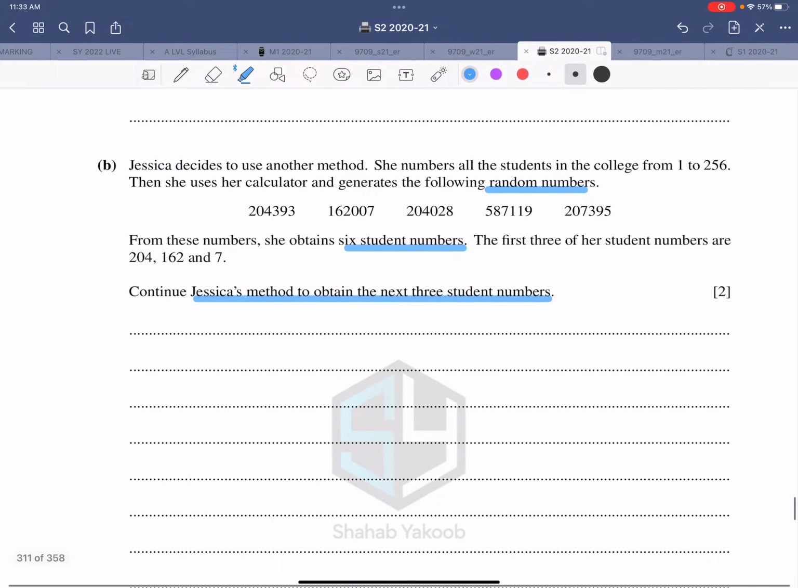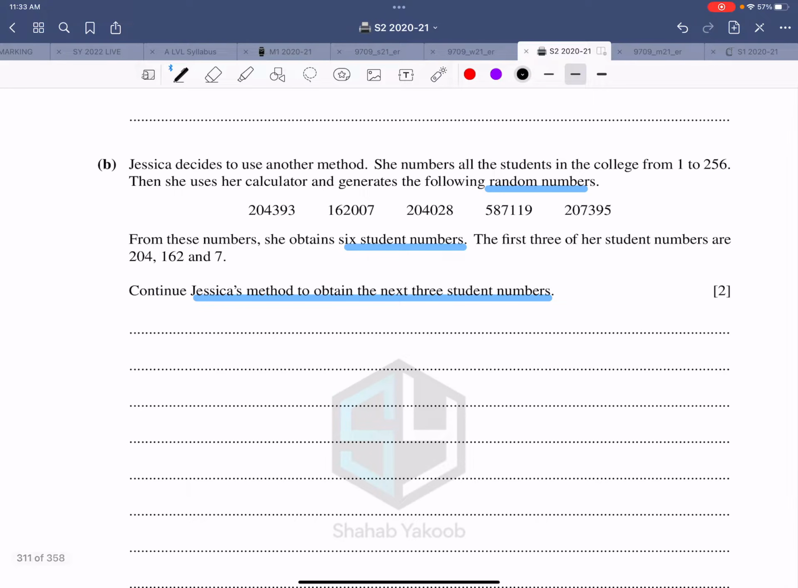It's very easy. Just write it down, and since these are 3-digit numbers, break it up into 3 digits. So this is like 204 and this is 162. I'm writing the ones in the middle. This is 204. This is 587 and this is 207. I'm writing half in red and half in purple. So 204 393, 162 007, 204 028, 587 119, 207 395.